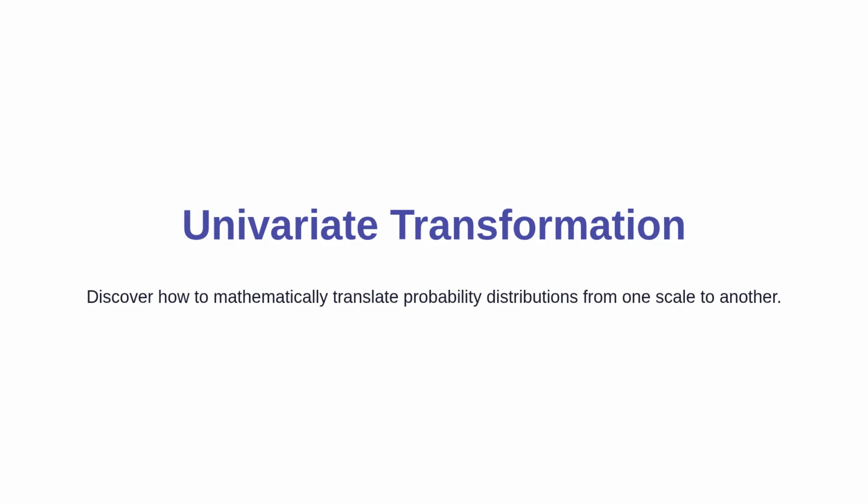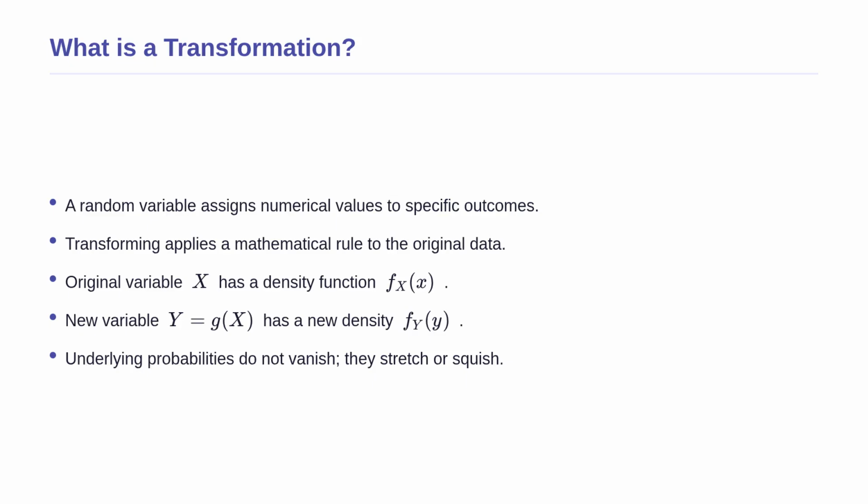Let us dive in. Now that we know our goal, let us define what a transformation actually is. In statistics, a random variable is just a rule assigning numbers to outcomes. When we apply a mathematical formula to that variable, we create a new one. For instance, changing heights from inches to centimeters. The underlying physical reality does not change, but the numbers do.